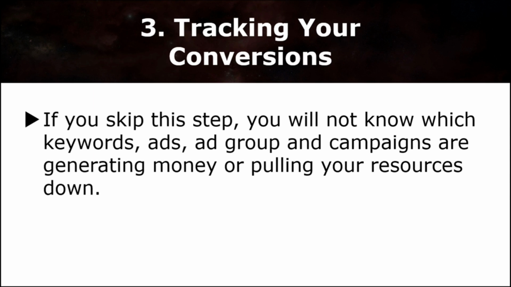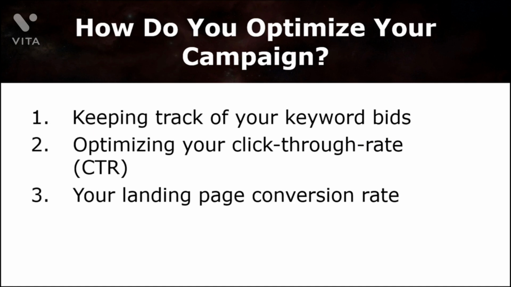If you skip this step, you'll never have an idea on which keywords, ads, ad groups, and campaigns are generating money, and which ones are only pulling your resources down. In another sense, you would not be able to optimize your campaign once it's up and running. The question is, how do you optimize and assess your Google AdWords campaign to ensure that you are on the right track? The answer is to test run your campaign in 3 different methods.